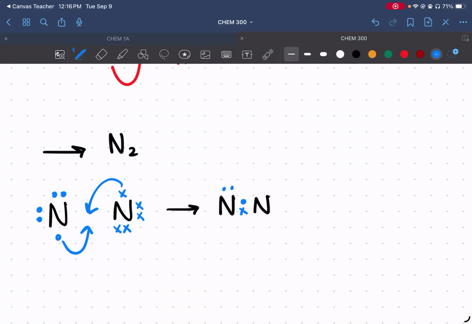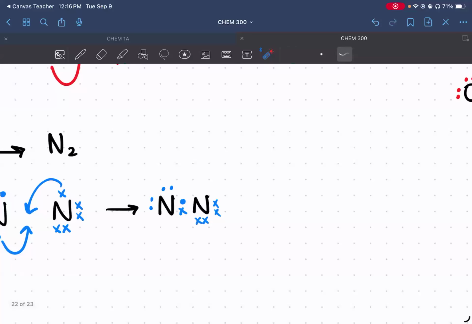All right, there are some electrons in the middle. There are some electrons on the outside. Confirm for ourselves, let's check from the perspective of each nitrogen. It has access to 1, 2, 3, 4, 5, 6 electrons. So not at the octet just yet, but we're on the right track. We're going to share it once again.